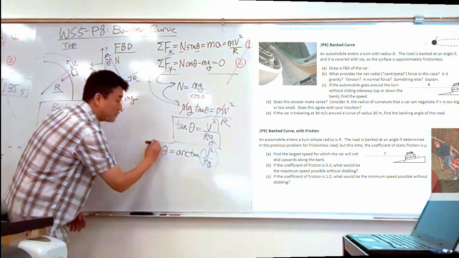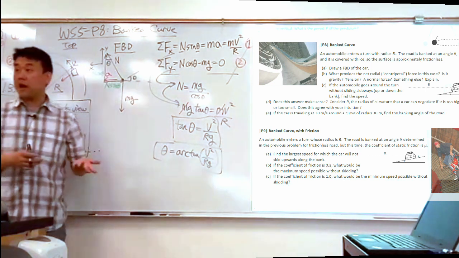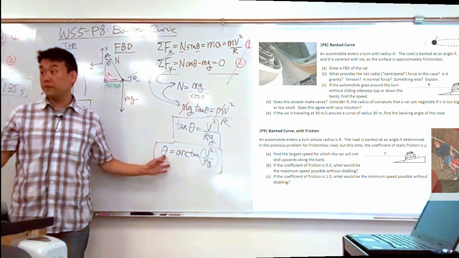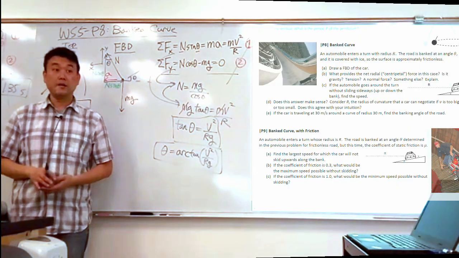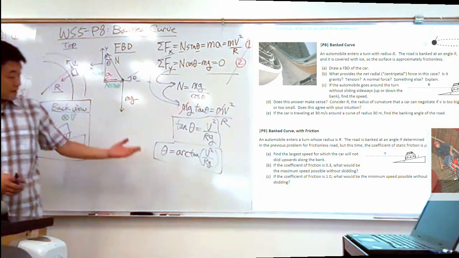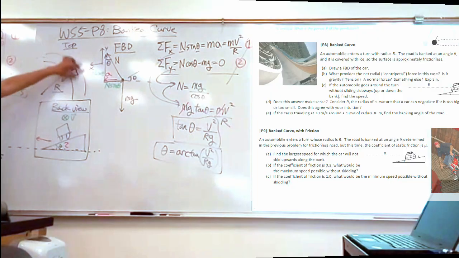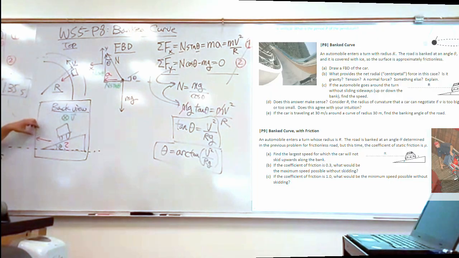But I do mean the cautionary note. For every problem, you have to think to yourself, do I expect theta to be an acute angle? If it might not be, then you have to be careful in how you proceed from there. So that's it. That's the angle that would allow the cars to make this turn without sliding up or down.